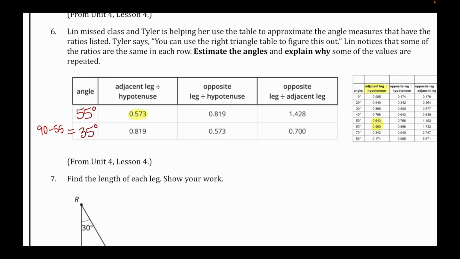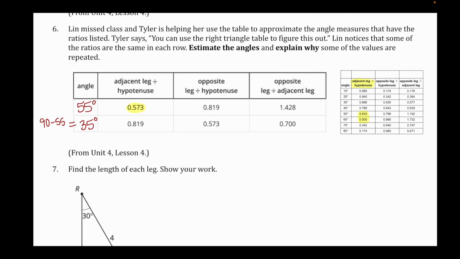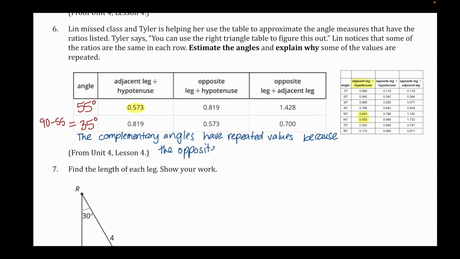I'm going to put as my explanation down here: the complementary angles have repeated values because the opposite side of one is the adjacent of the other.